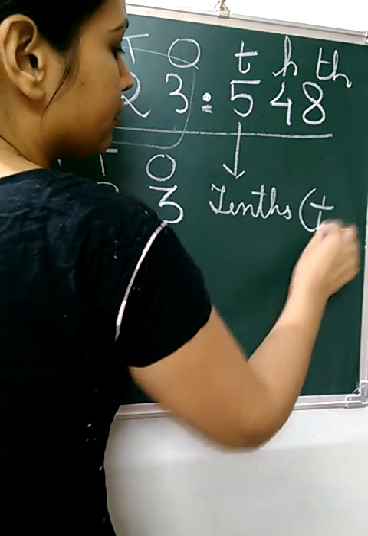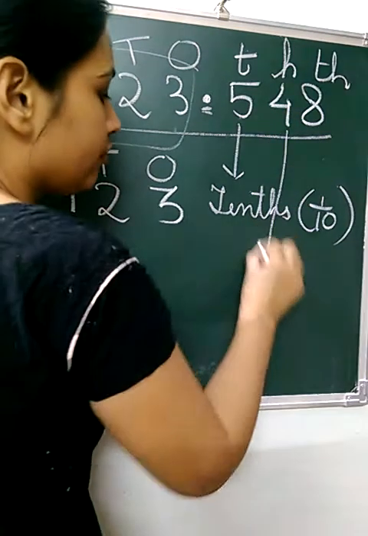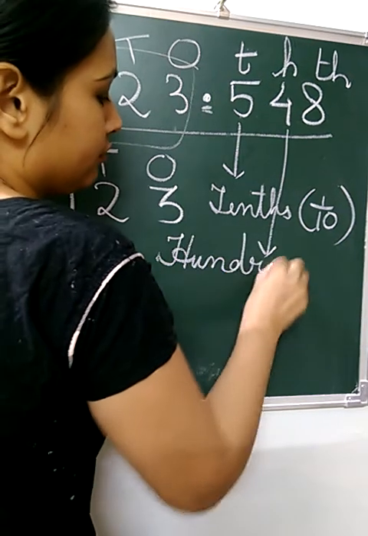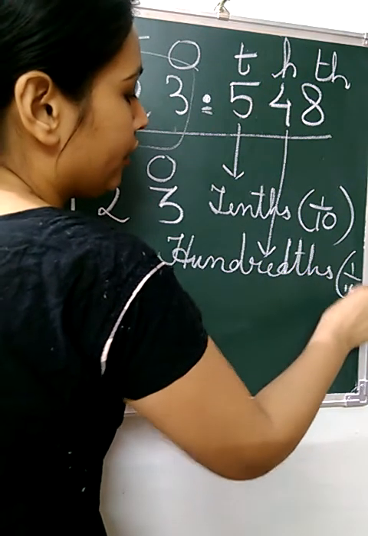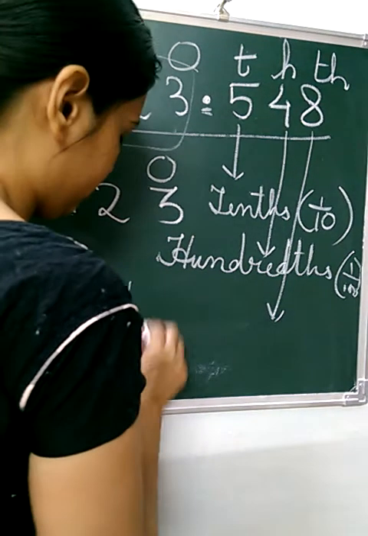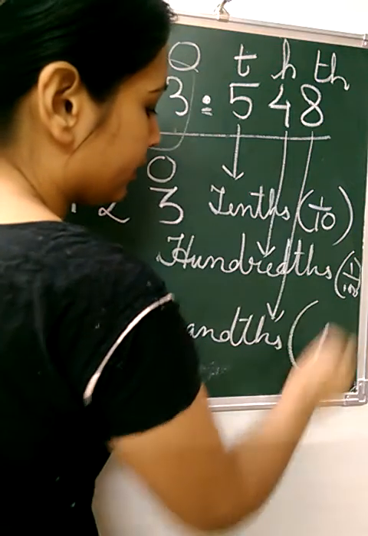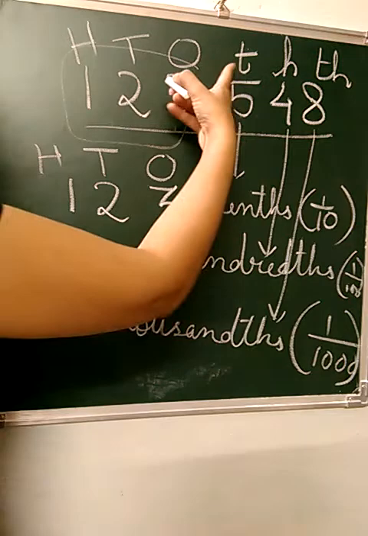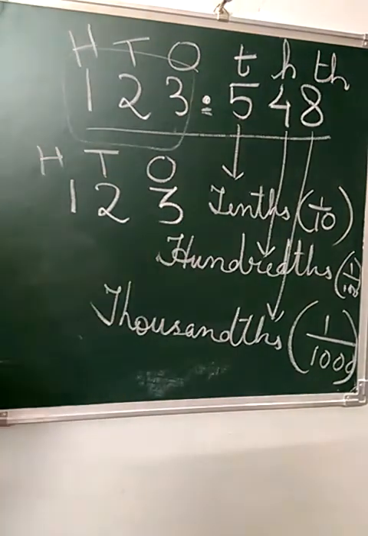That is, tenths, 1 upon 10. The value of this is 1 upon 10. Hundredths, value is 1 upon 100. And thousandths, that is, the value is 1 upon 1000. That is why we show them by small t, small h and small th.